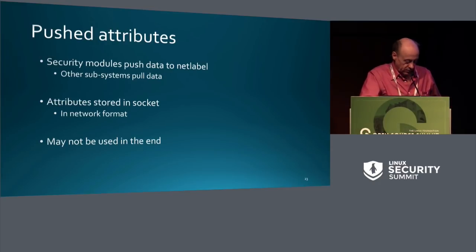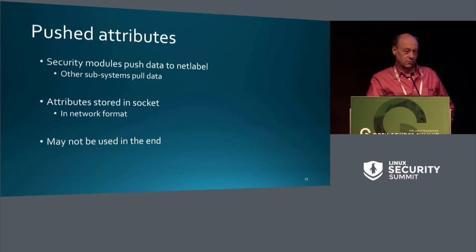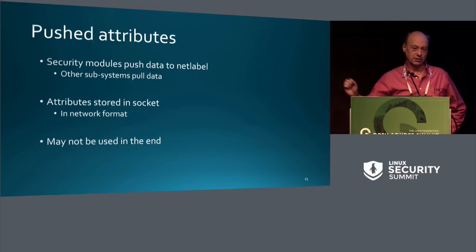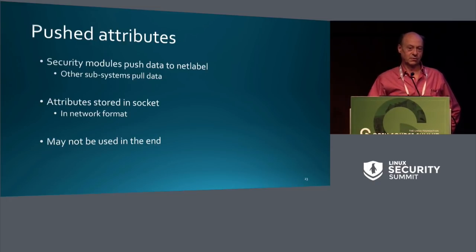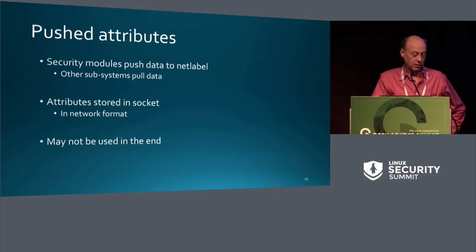Another issue here with the netlabel code is that whereas the other security interfaces are pull interfaces, that is, you pull the attributes from the security module in the code you're running in. With netlabel, the security module pushes its information into the netlabel system and says, here, I want you to use this information. And then those attributes are converted to actual CIPSO header information and put into the socket, which means that you can't do any kind of abstract comparison. You can only compare directly against what would actually be on the wire. So that makes things a little bit more difficult.